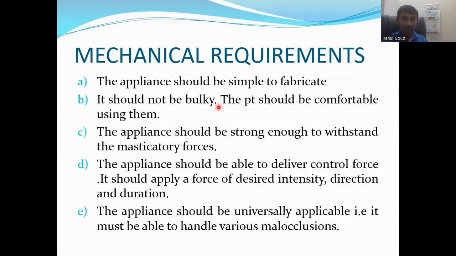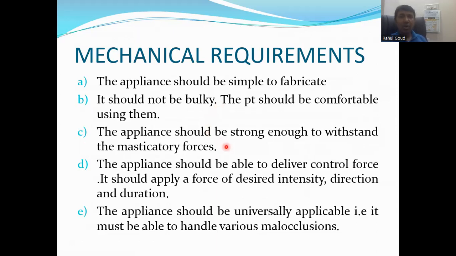Now coming to the mechanical requirements, those were the biological requirements. The appliance should be simple to fabricate. So the fabrication should be as simple as possible and it should not be bulky. So the patient should be comfortable in using them.